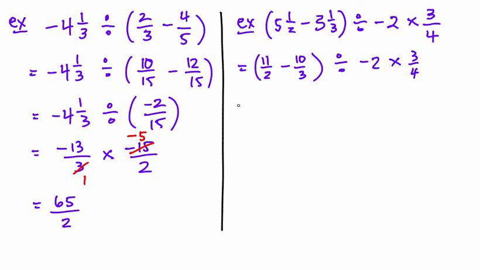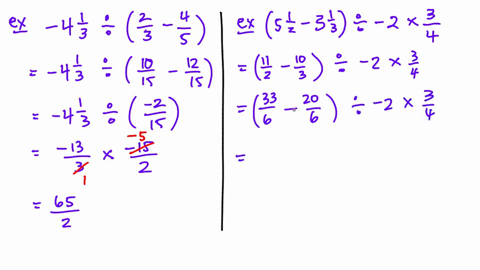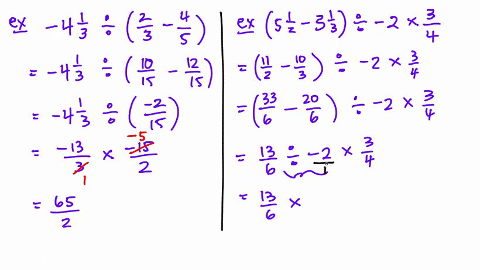We want every step to be equal to the step before. This is now going to become 6 times by 3 times by 2. And again, write everything else out. And then 33 take away 20 is 13. 6 is going to get divided by negative 2 and times 3/4. And division now needs to become multiplication. So this is 13 over 6 times, and the reciprocal of negative 2, well, you think about this as negative 2 over 1. The reciprocal of that is negative 1 over 2, and 3/4.